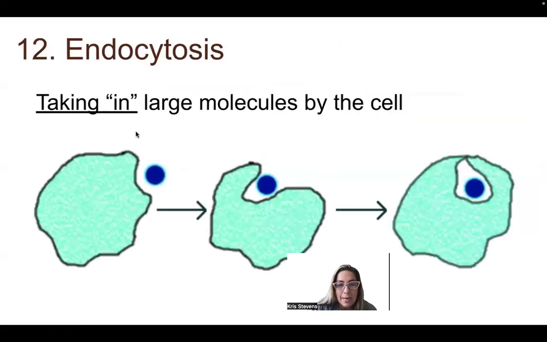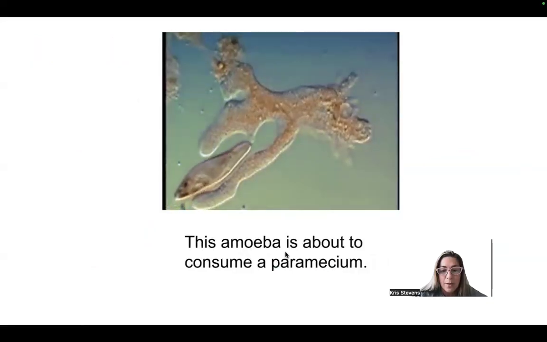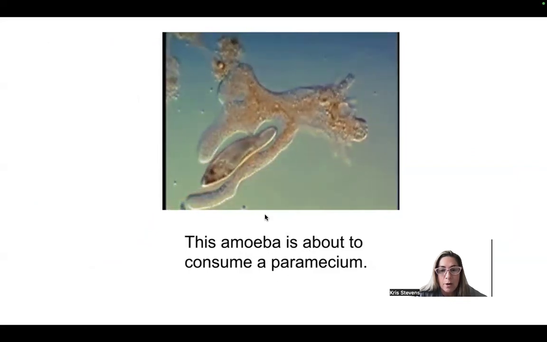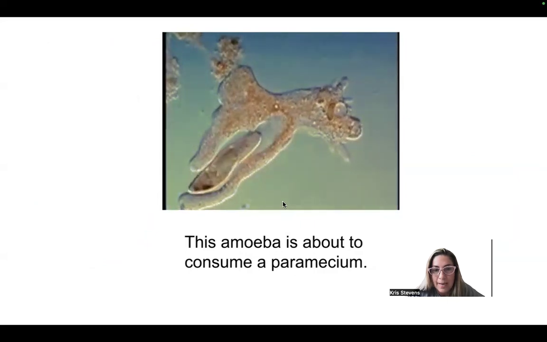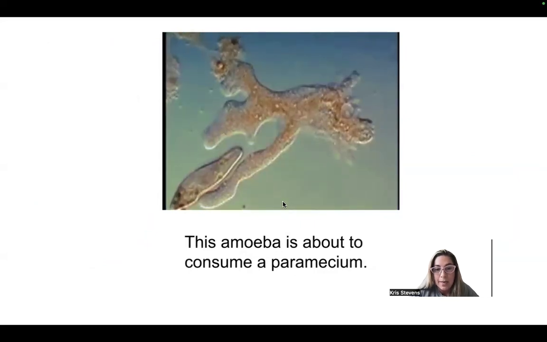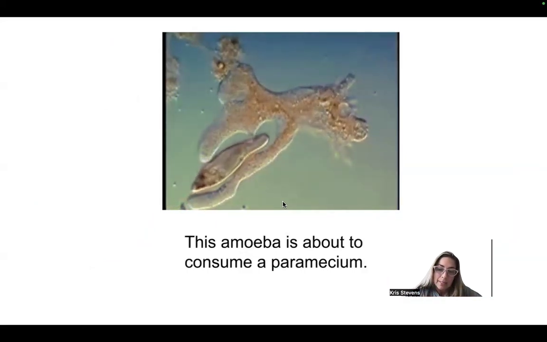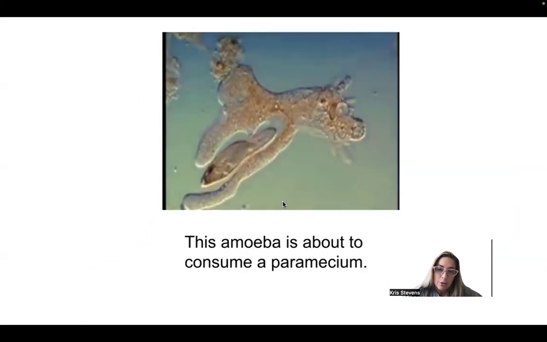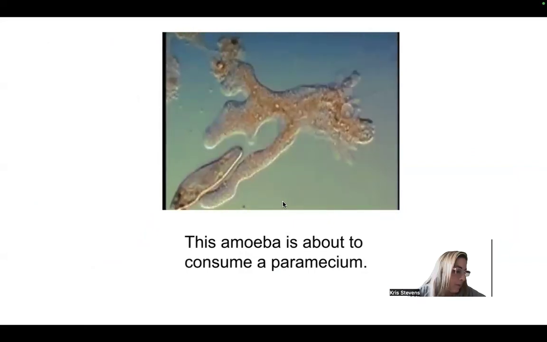Endocytosis. This means taking in larger molecules. Notice how the cell wraps around it. That's endocytosis. There are 2 types of endocytosis. If you do want to watch this video, the amoeba is about to consume the paramecium. The amoeba has what type of structure? It has a pseudopodia. It wraps that pseudopodia around that paramecium and takes it in. That's endocytosis. Look how slowly he does it. He just takes it in. This little mean amoeba.